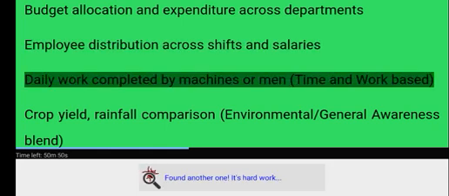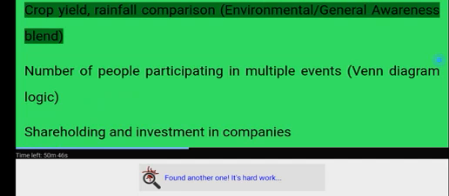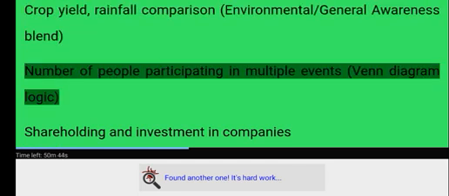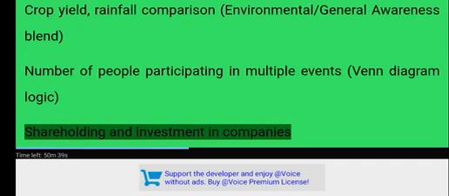Daily work completed by machines or men, time and work based. Crop yield, rainfall comparison, environmental, general awareness blend. Number of people participating in multiple events, Venn diagram logic. Shareholding and investment in companies.